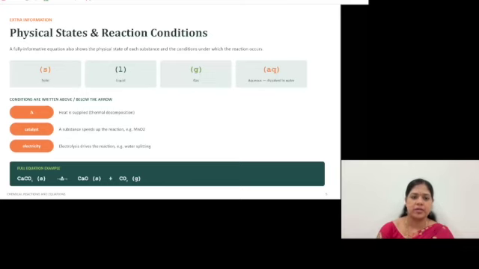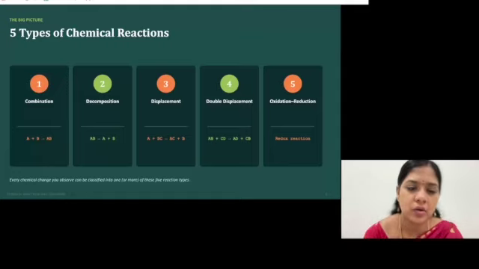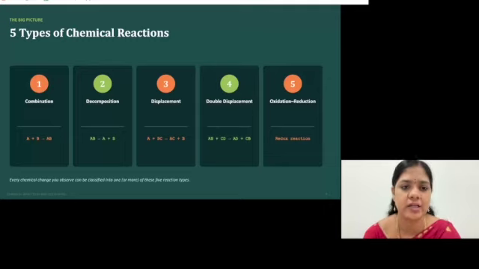So here, what are the types of chemical reactions? We have mainly 5 types of chemical reactions. As you can look on the screen, they are combination reactions, decomposition reactions, displacement reactions, double displacement reactions, and oxidation and reduction reactions.